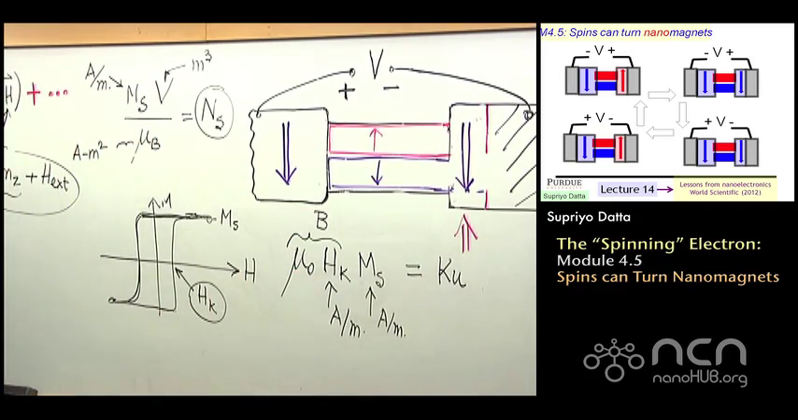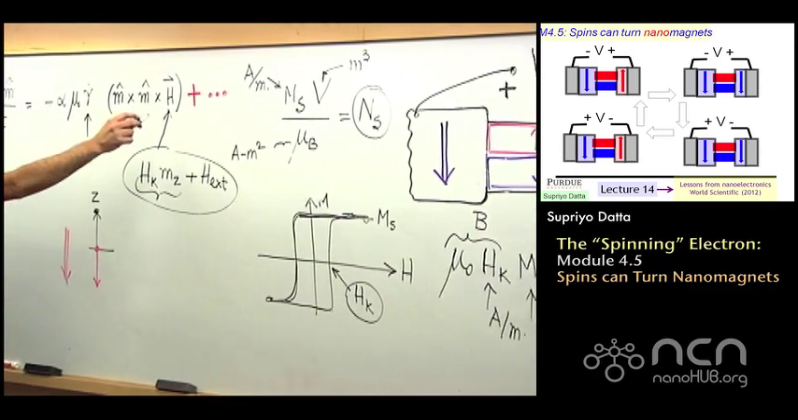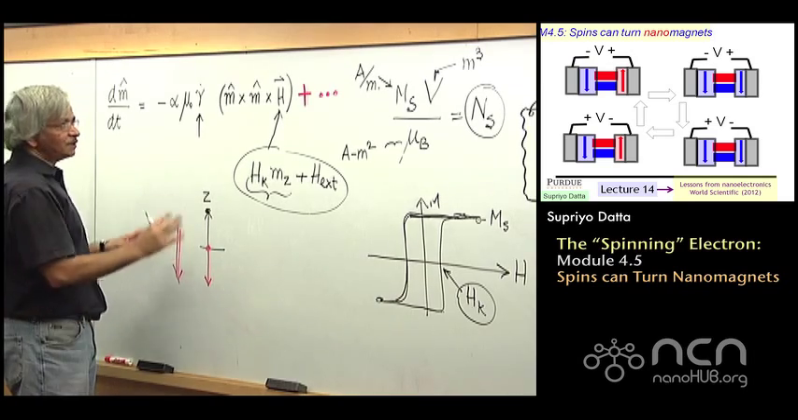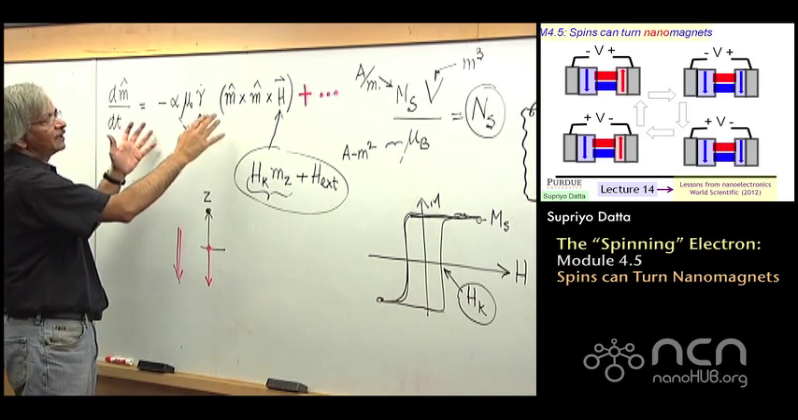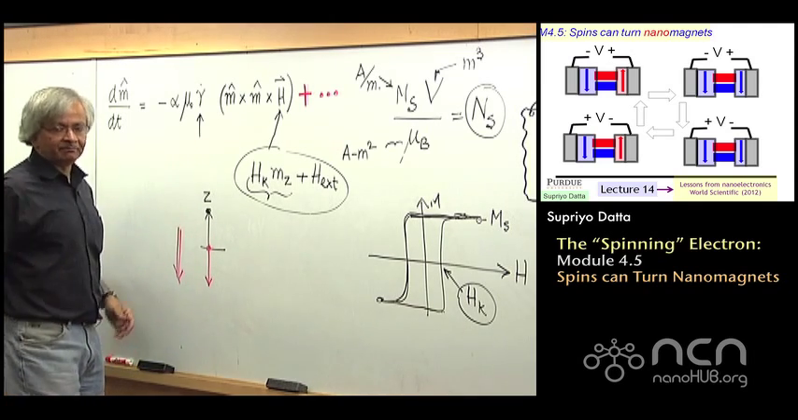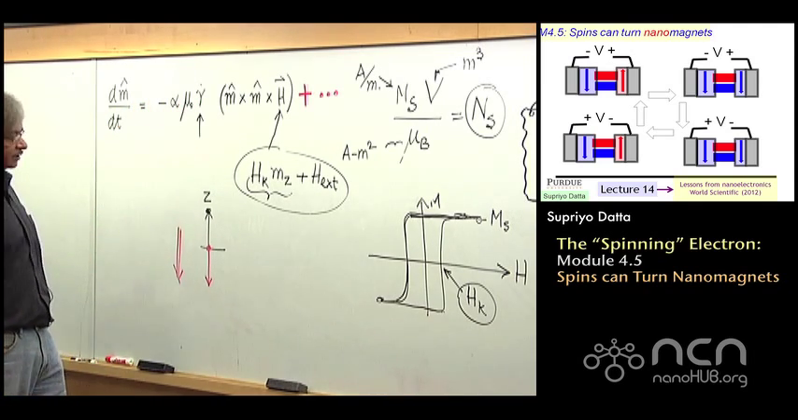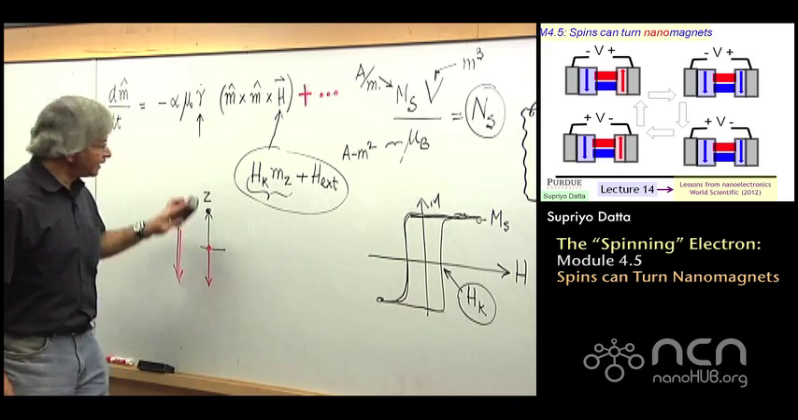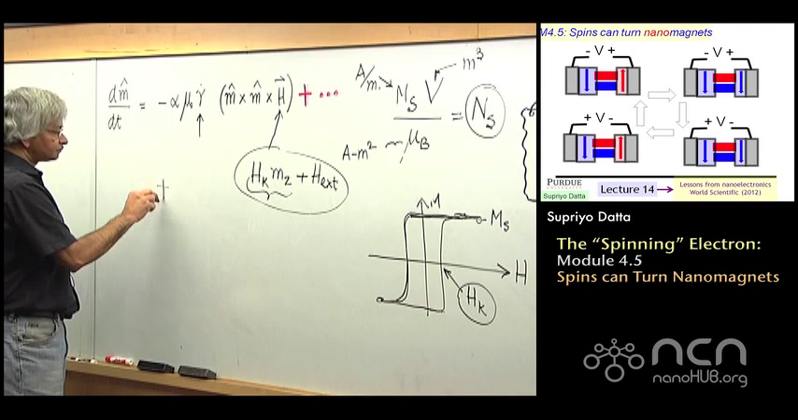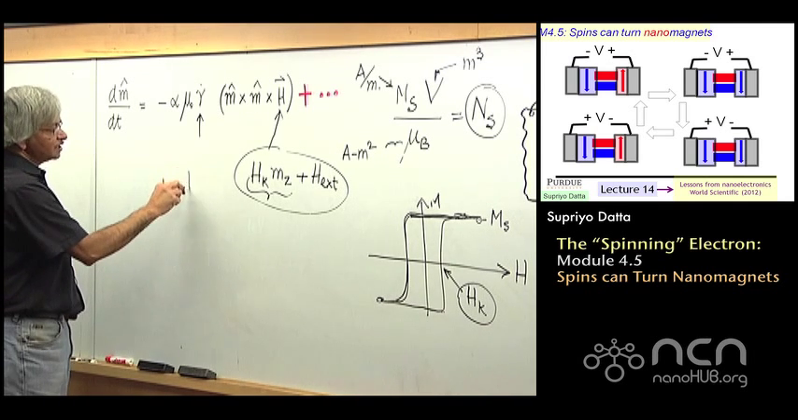And this is where one would still use the same equation. Over the last decade, what people have figured out is how to modify this equation to handle spin currents, magnets that are being turned by spin currents. And what that requires is adding another term to this, which depends on this spin current.